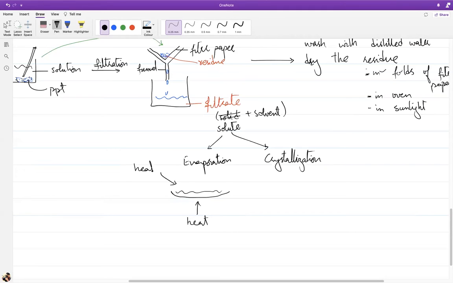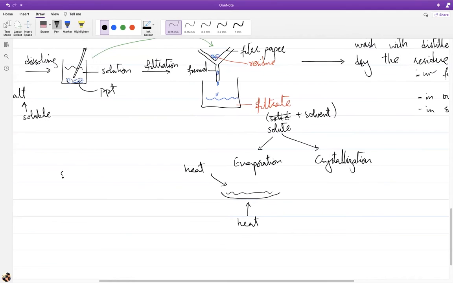So two sources of heat. But the source of heat is important. What sources of heat do we have? So there's obviously the sun. There's a Bunsen burner or any fuel burner. There is electric heater.